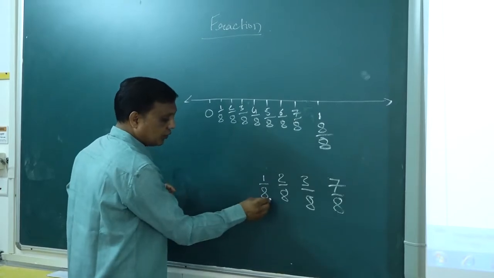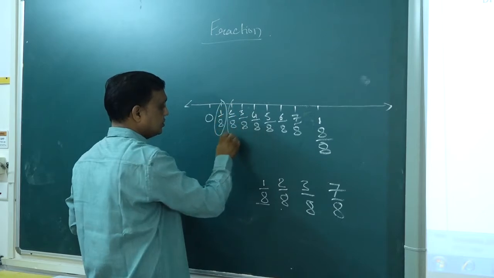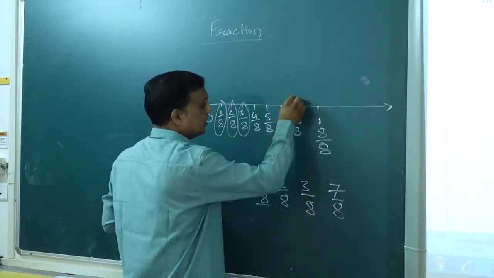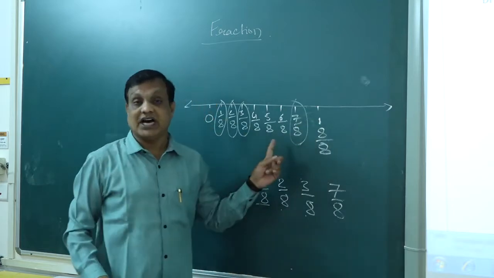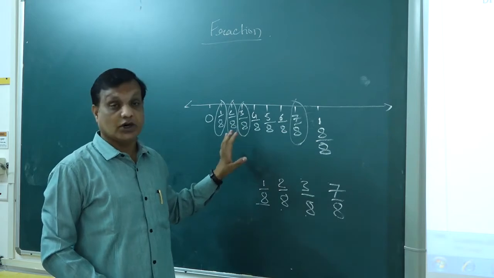Now what I have to show? I have to show 1 upon 8. This is 1 upon 8. 2 upon 8. This is 2 upon 8. 3 upon 8. This is 3 upon 8. And 7 upon 8. This is 7 upon 8. So these are the fractions we showed on the number line.